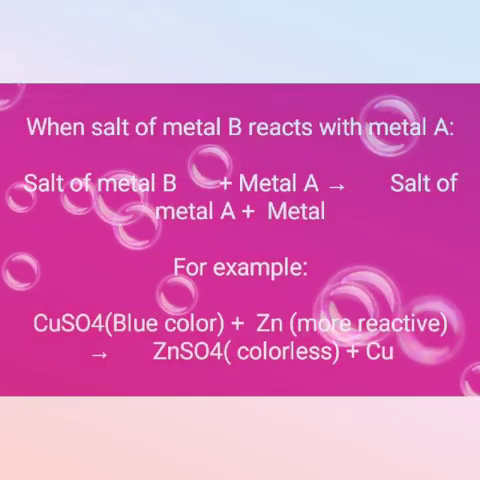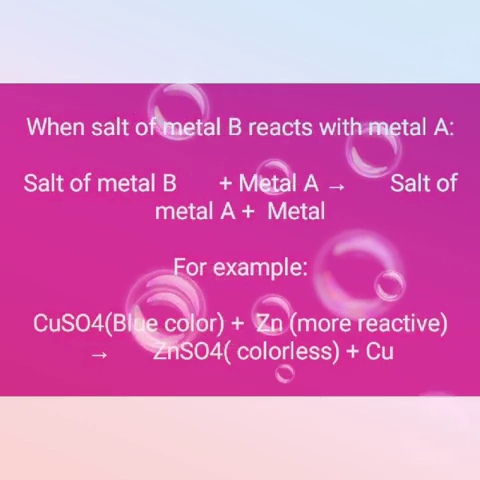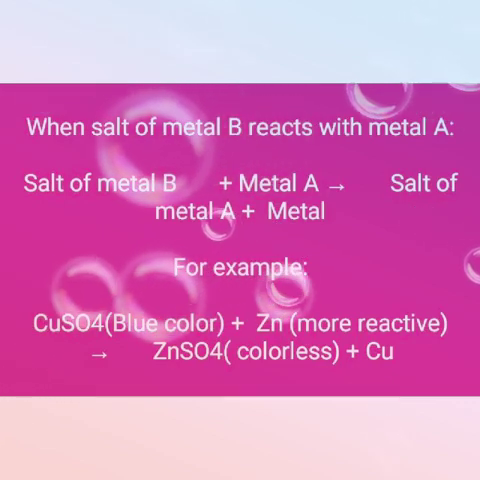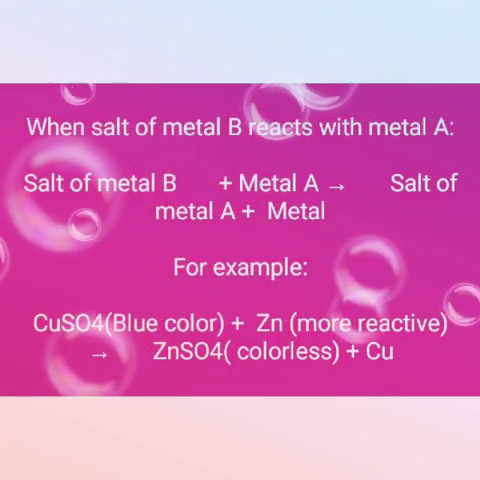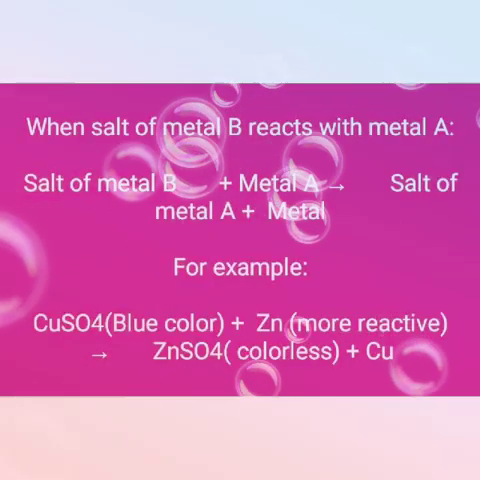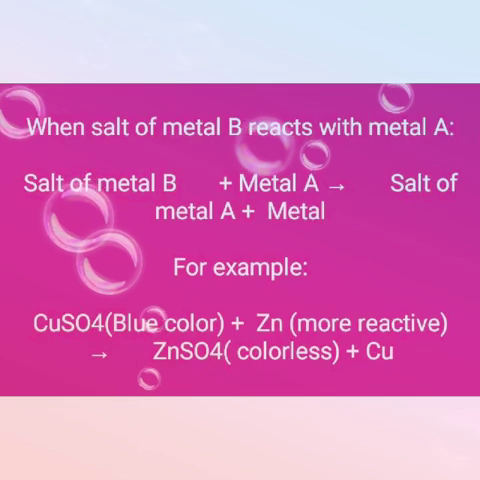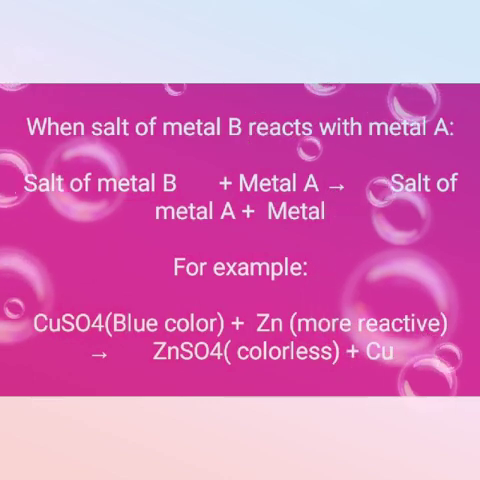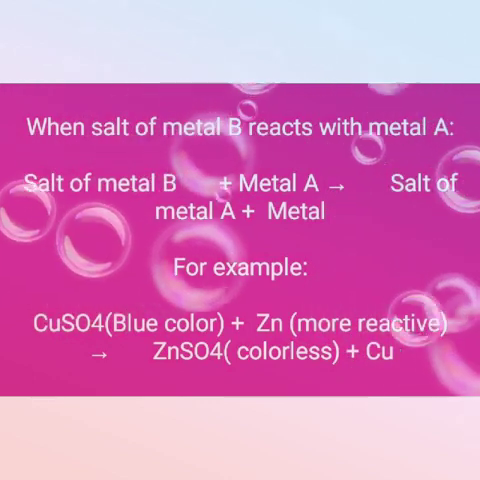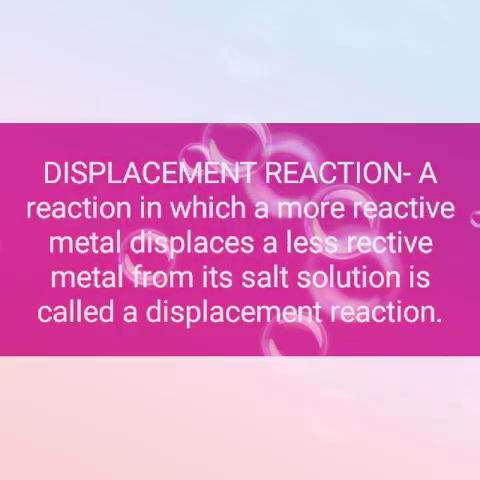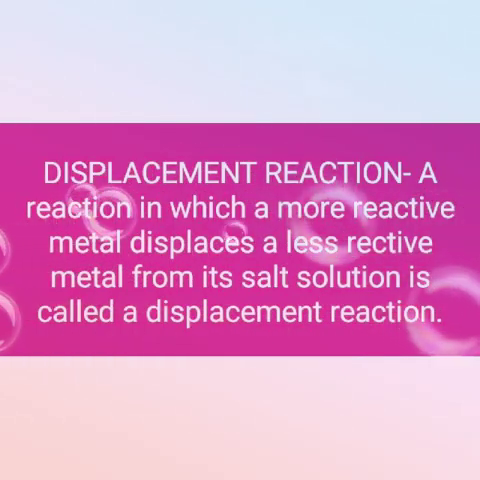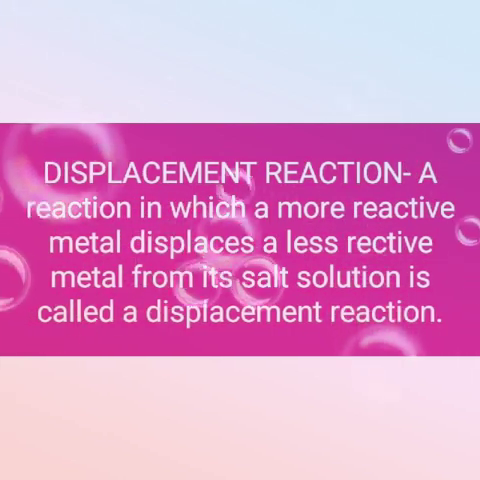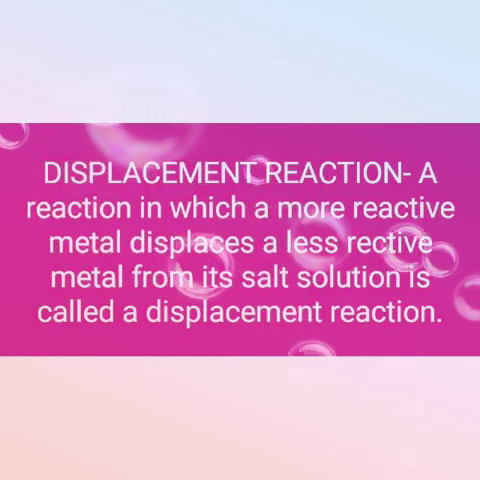Let us understand this with a generalized equation. When metal A reacts with the salt solution of metal B, then salt of metal A plus metal B are formed. For example, when zinc metal reacts with the solution of copper sulfate salt, it forms zinc sulfate and copper is pushed out from the solution. Such a reaction in which a more reactive metal displaces a less reactive metal from its salt solution is called a displacement reaction.